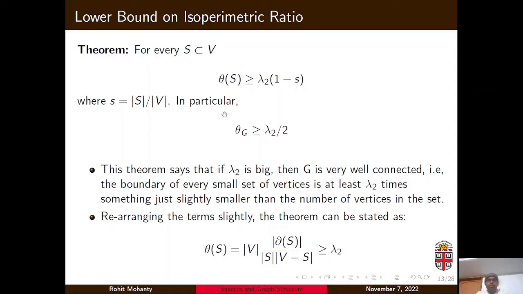Now in particular, theta G is greater than or equal to lambda 2 by 2. This theorem says that if lambda 2 is big, then G is very well connected. That is, the boundary of every small set of vertices is at least lambda 2 times something just slightly smaller than the number of vertices in the set. Now if we rearrange the terms in this equation, we can also state that theta S, which is |V| into |del S| upon |S| into |V minus S|, is greater than or equal to lambda 2.